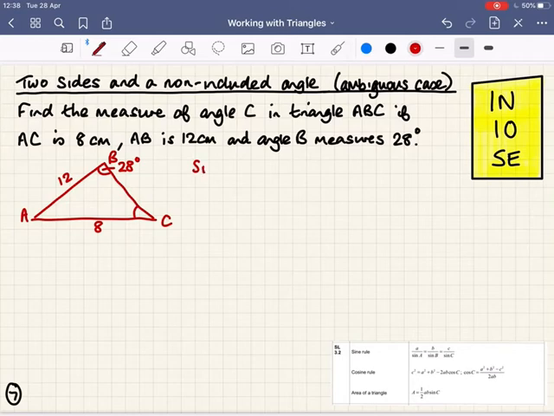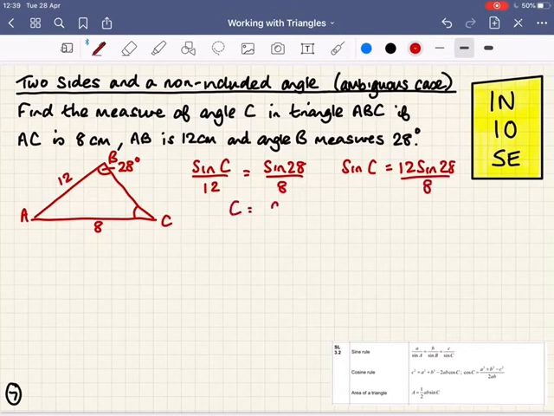So I know that sine C over 12 equals sine 28 over 8. So sine C is equal to 12 sine 28 over 8. So C is equal to the inverse sine. On my calculator I can do this all in one shot, which gives me a result for the angle C of 44.8 degrees. And sure enough, on the little sketch, that would seem to fit.